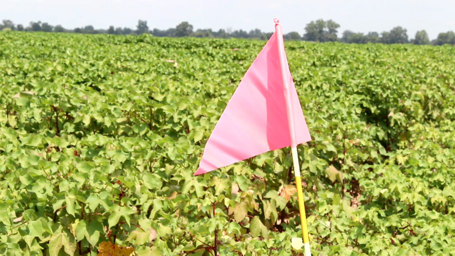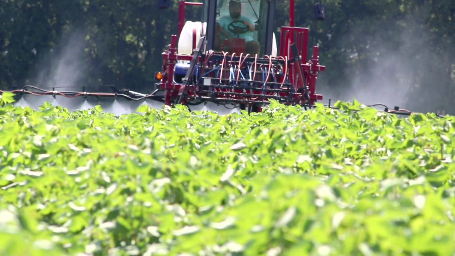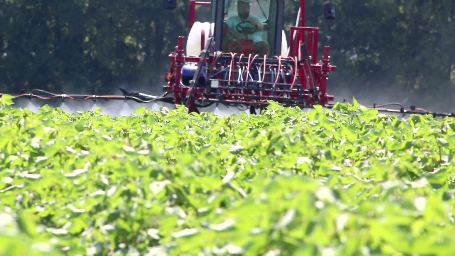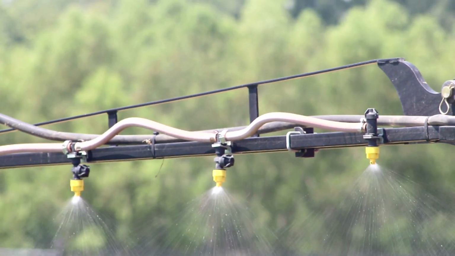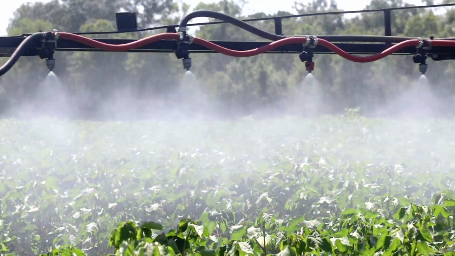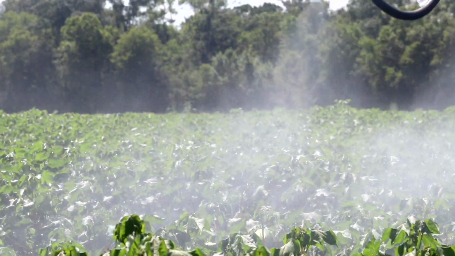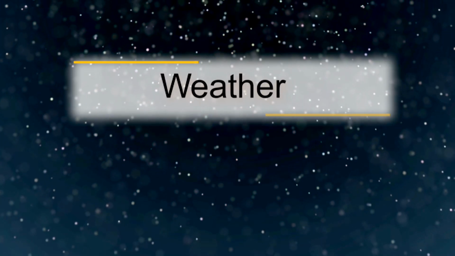During any application, some droplets may be carried downwind from the application site. There are many things that you can control as an applicator to mitigate spray drift, but you can't control the weather. However, you can decide when the weather conditions are best for planned applications. Here's how weather can affect the potential of spray drift.